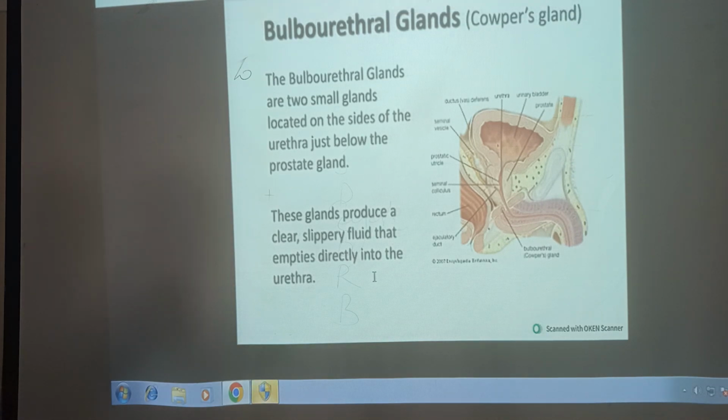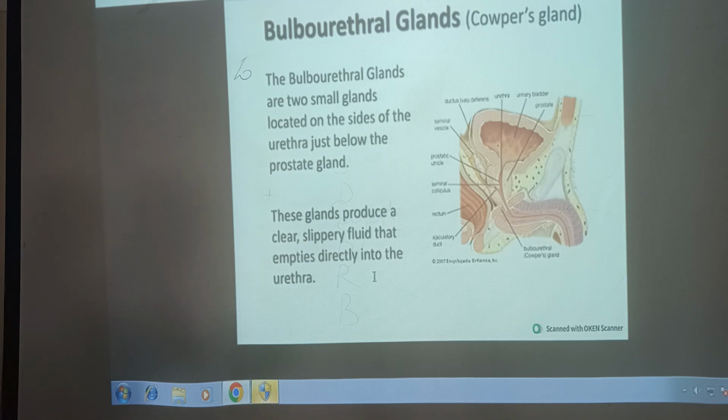the passage of spermatozoa: seminiferous tubule, rete testis, vasa efferentia, epididymis, vasa deferens, ejaculatory duct, urethra, vagina of the female. This is the passage of spermatozoa.